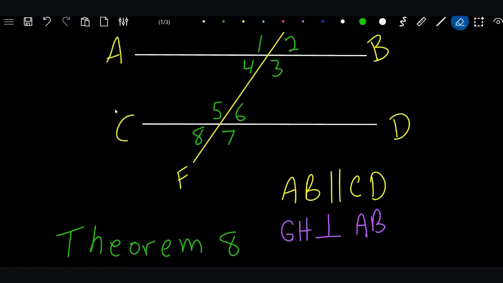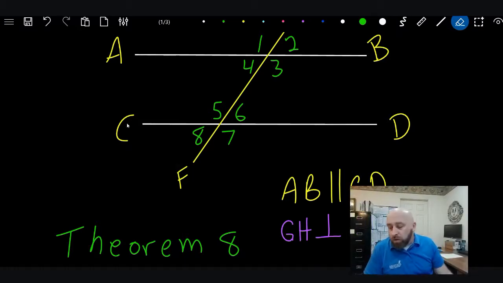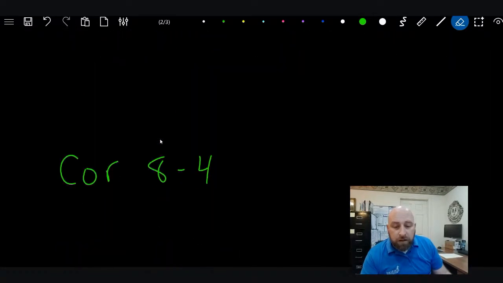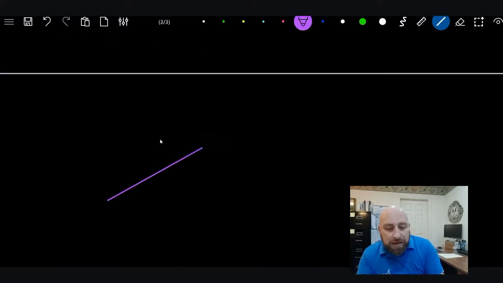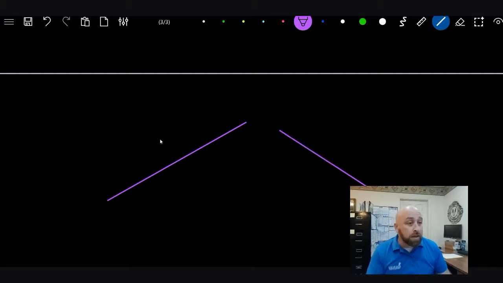Okay. All right, last one. Corollary 8.5. Corollary 8.5 says, lines perpendicular to non-parallel lines are not parallel. This is kind of like the converse of Corollary 8.4. So now let's go down here to Corollary 8.5, and let me just draw some non-parallel lines. Okay, those lines are not parallel. Some of you are like, okay, they're not, trust me.